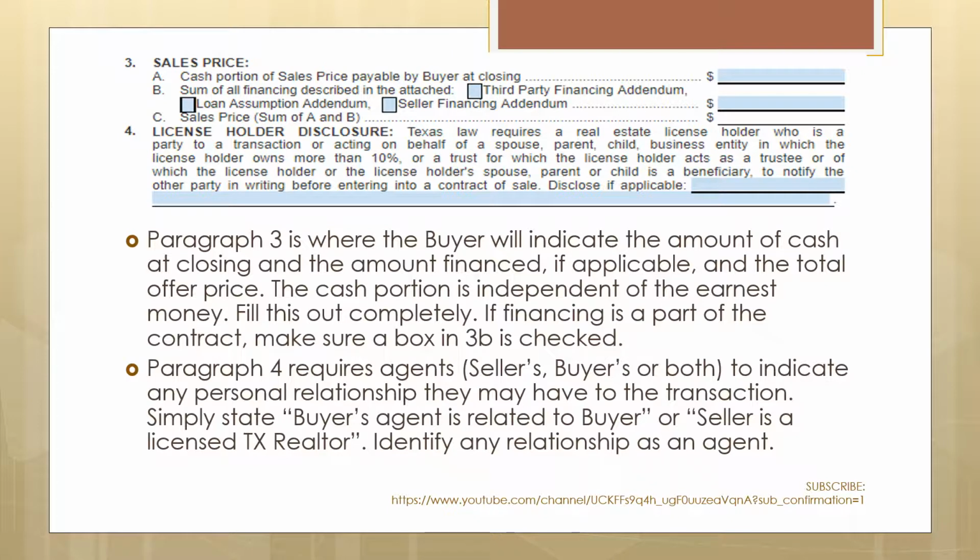Paragraph 4 talks about any relationship that may exist between agents and buyer or seller. So the items that you would put in there would be buyer's agent is related to buyer, seller is a licensed Texas realtor, something along that line. So read that paragraph. It requires a license holder who is party to a transaction or acting on behalf of someone. Then the license holder has to identify themselves, that they are part of the deal. So read the paragraph closely, understand what the requirements for notice are.